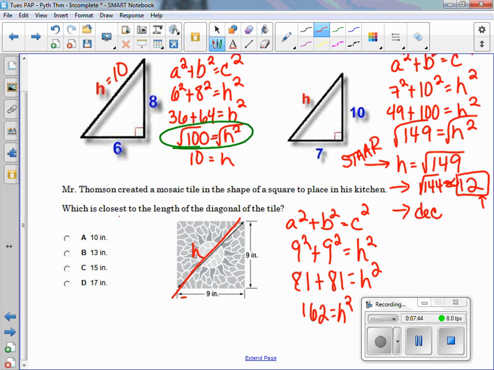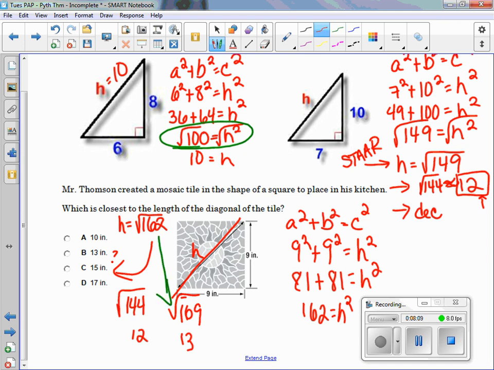So again, we're looking at h being the square root of 162, which, if you look at our answer choices, we need to figure out which one that's closest to. So 162 is going to be really close to 144, which is 12, and 169, which is 13. I would say that 162 is much, much closer to 169. So I'm going to be looking for 13 as my answer choice, which happens to be B here.